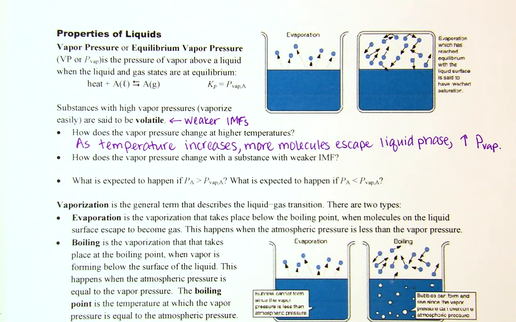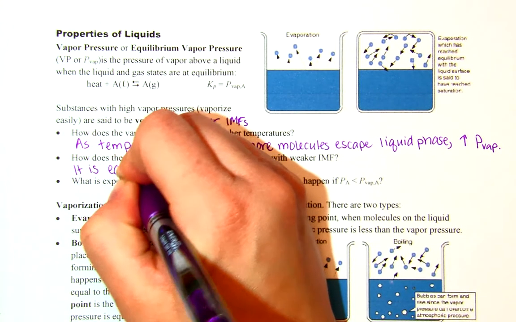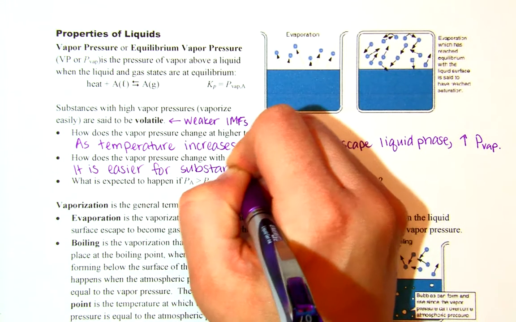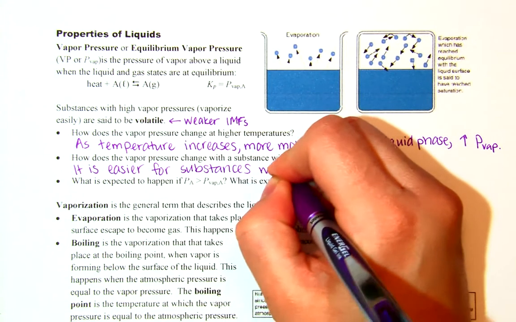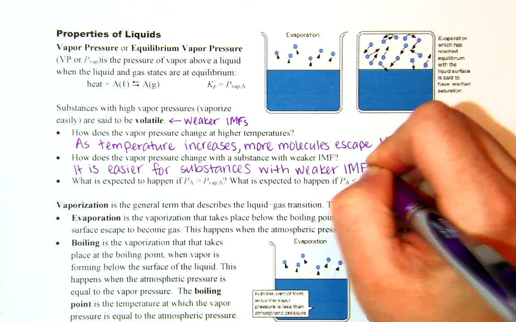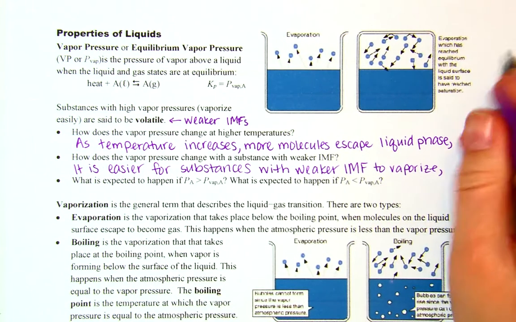We kind of already covered that. So if you have weaker intermolecular forces, it takes less energy, it's easier to happen, it's more likely that the ambient temperatures or whatever temperature that you are at is providing enough energy for that to happen. So it's easier for substances with weaker intermolecular forces to vaporize. So again, they have a higher vapor pressure.